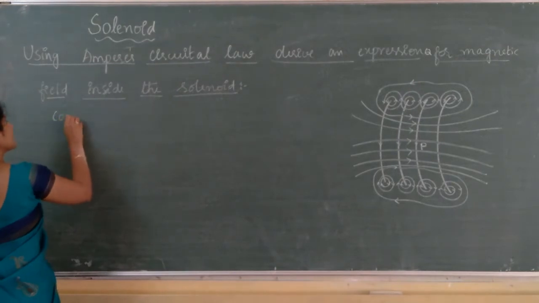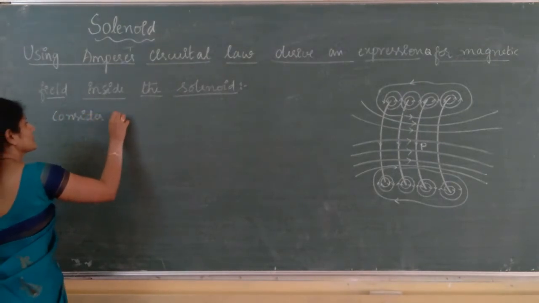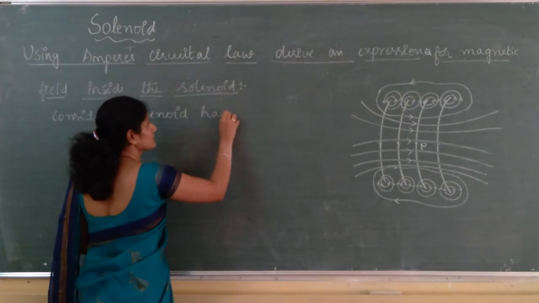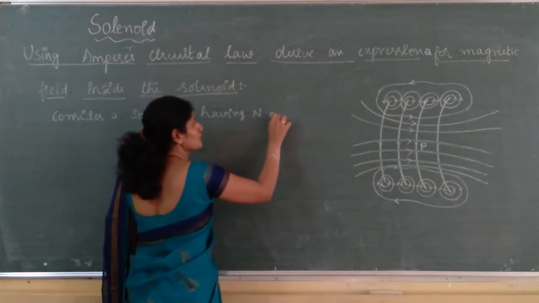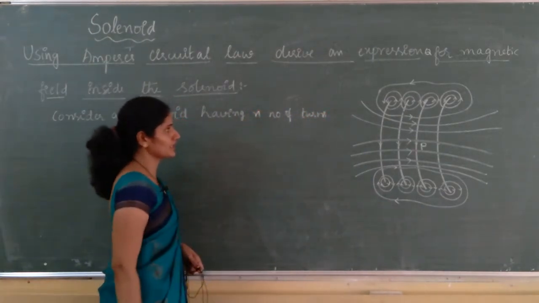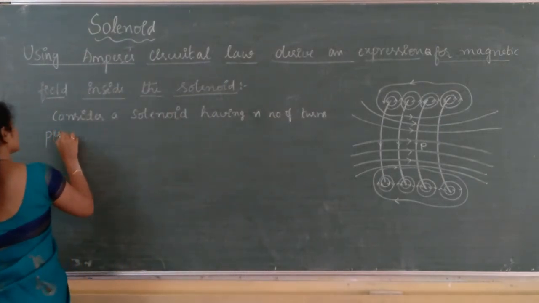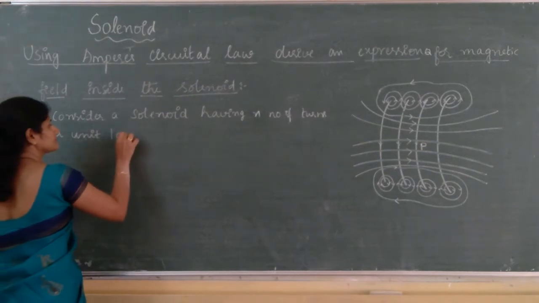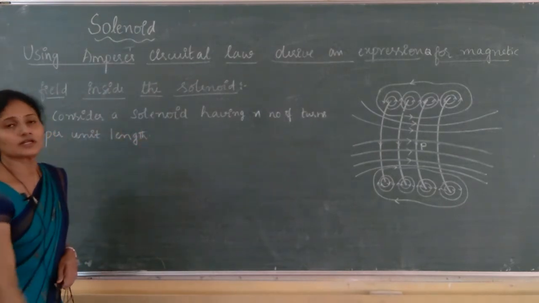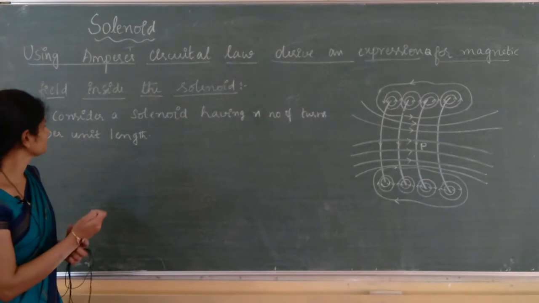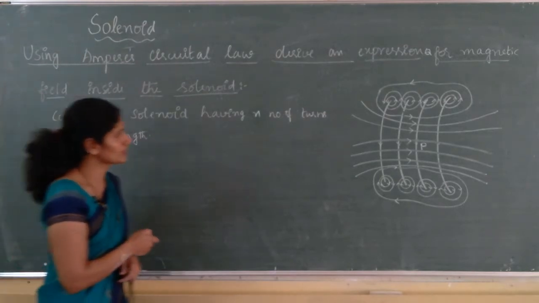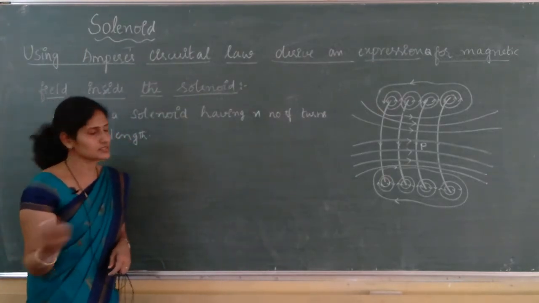Now consider a solenoid having n number of turns, or small letter n number of turns per unit length. So there are n number of turns in a solenoid. Small letter n is the number of turns per unit length. In one unit length there are n number of turns.